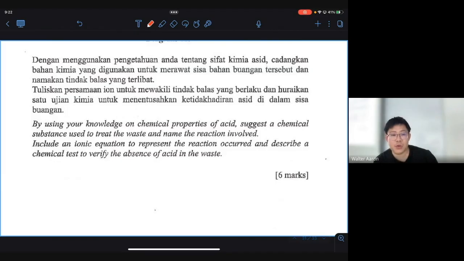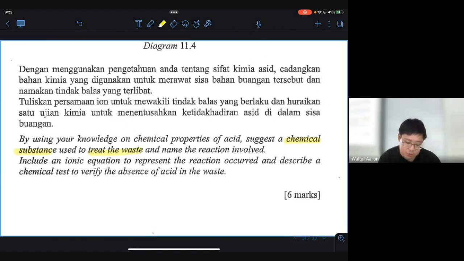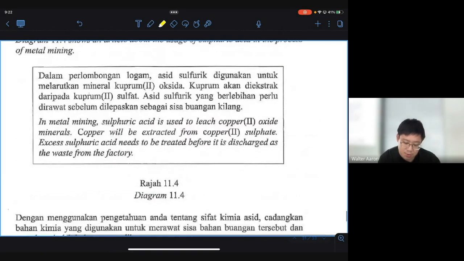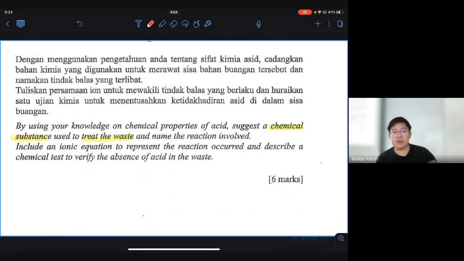A lot of things going on. Okay, let's just take the first part and break it down. You're supposed to suggest a chemical substance to do what? To treat the waste. What is the waste? The waste is an extra amount of acid, right? Excess sulfuric acid needs to be treated before it is discharged. So the excess substance that you want to remove is the sulfuric acid, and you're supposed to suggest a chemical substance which can be used to treat it.